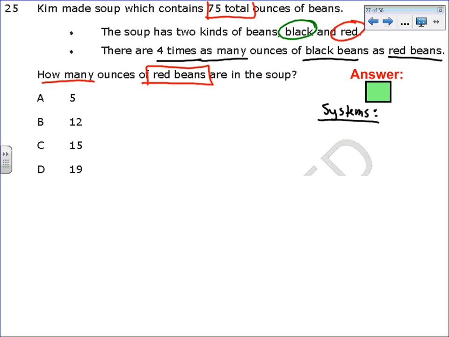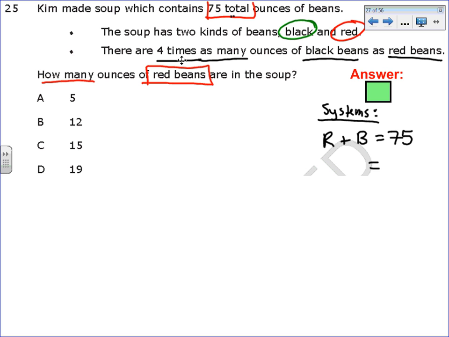Okay, the first equation you would have said that the number of red beans plus the number of black beans is 75 total beans. The next one is a little bit harder. When it says 4 times as many ounces of black beans as red beans, this is those examples where I told you I had to read it a lot to myself. 4 times as many black beans as red beans. So then, in my mind, to help me, I'd change it.